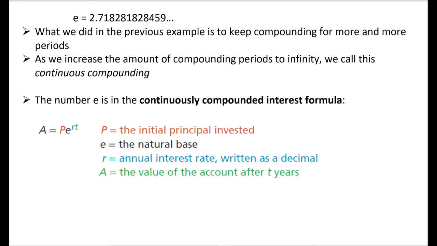Okay, so now the formula for continuously compounded interest is A equals PERT. I like to think of it as PERT. It helps you remember it. So A equals P e to the rt. P is the principal, e is the natural base, the 2.71828 dot dot dot number, and r is the rate, t is the time in years, and A is the value after t years.